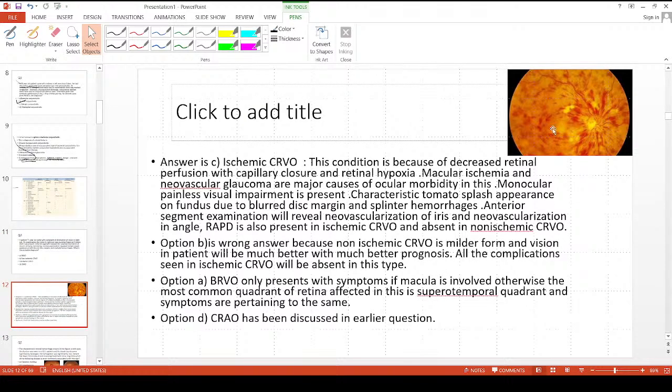While with ischemic CRVO, you will see a picture like this. Why will you see a picture like this? Because there is a lot of ischemia, so it's a completely ischemic fundus along with hemorrhages in all the quadrants. So the answer is ischemic CRVO here, and BRVO will only present with one quadrant of the retina, one vein occlusion.